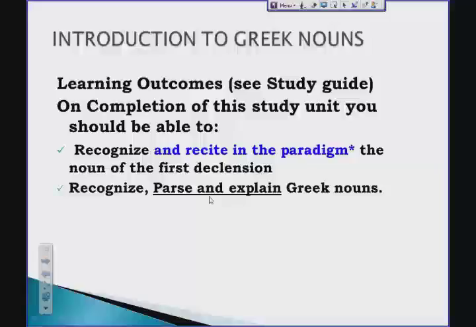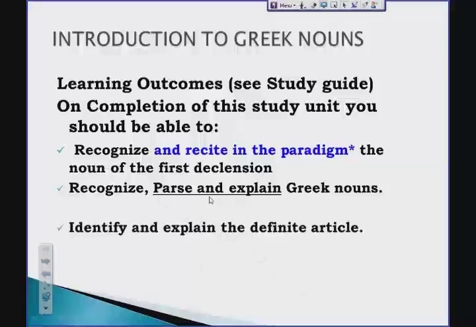When you parse, and in Afrikaans it is ontleed, to parse. In other words, you tell me all the facets, all the characteristics of that noun as it looks, whether it's a subject, whether it's singular, whether it's feminine in gender, and so forth. That's what we mean by parsing. And then to explain, I will tell you a bit more about that as we continue.